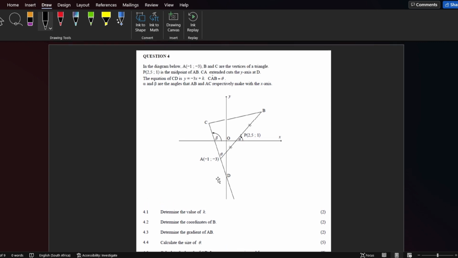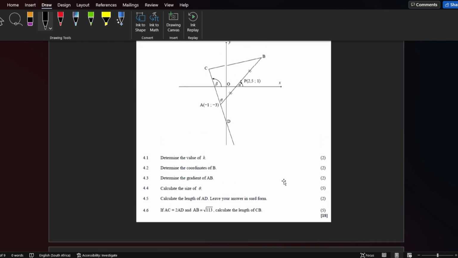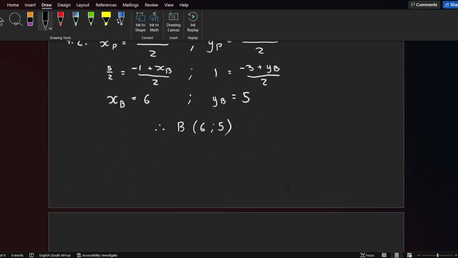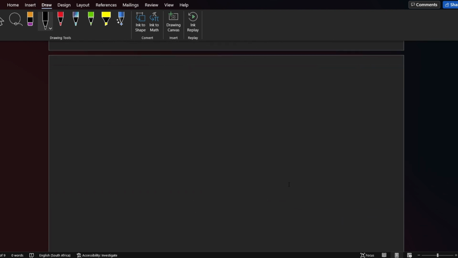Okay, looking at 4.3, determine the gradient of AB. So we have the line AB. We know our gradient formula is the difference in y values over the difference in x values, and we can choose any two coordinates on that line, whether that's A and B, whether that's A and P, or whether it is P and B. So you can choose any two coordinates. We can use A and B.